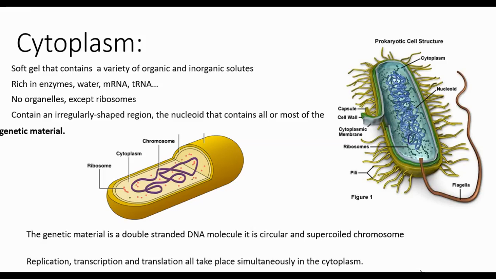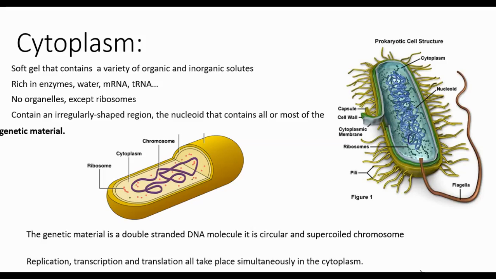It is rich in enzymes important for metabolism. As examples of these enzymes, we have the DNA polymerases, RNA polymerases, and others. And of course, we have the water, which is the matrix where the components interact with each other. We have the mRNA and the tRNA, etc.